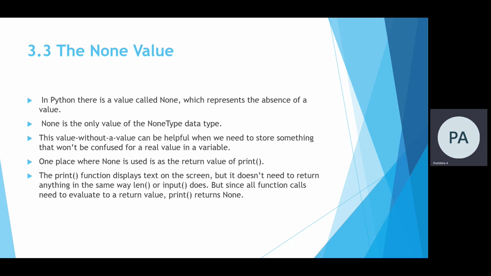This value without a value can be helpful when we need to store something that won't be confused for a real value in a variable. One place where None is used is as the return value of print. The print function displays text on the screen, but it does not need to return anything in the same way len or input does. But since all function calls need to evaluate to a return value, print returns None.